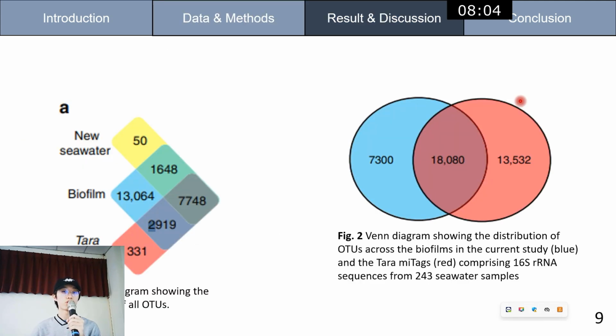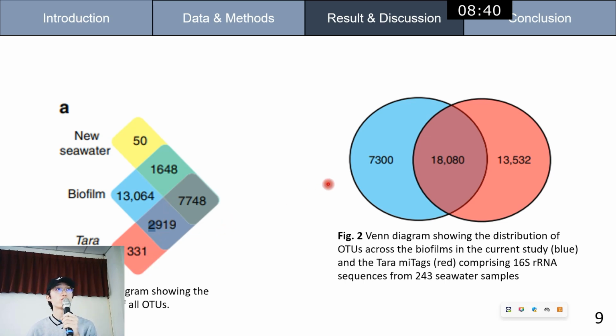And let's go to the results and discussion. First of all, you can see the picture on my left-hand side. You can see we only observe about 50 OTUs in the seawater sample, about 13,000 OTUs in biofilm samples, and about 300 OTUs in the Tara seawater project.